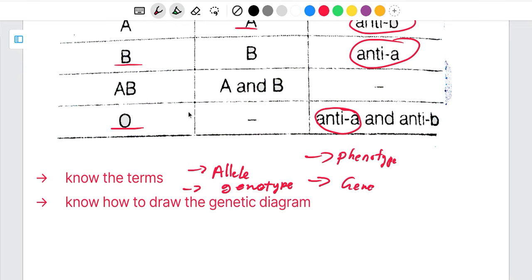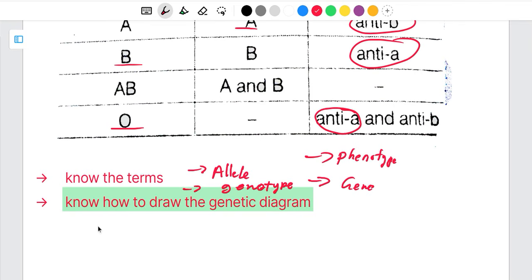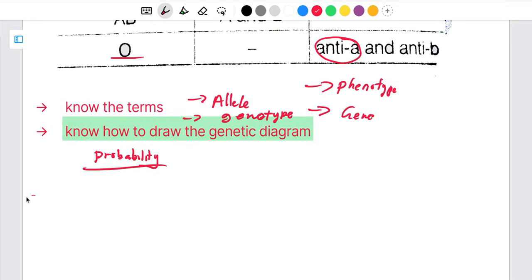And nevertheless, you have to know how to draw the genetic diagram, which is very, very important. Under the genetic diagram, you have to know how to find the probability. This is very, very important. And then apart from that, you also need to know sex-linked disorders, the definition of a sex-linked disorder or characteristic. Then you have to know how to draw the genetic diagram using the idea of sex-linked disorder according to the question that they are going to bring.